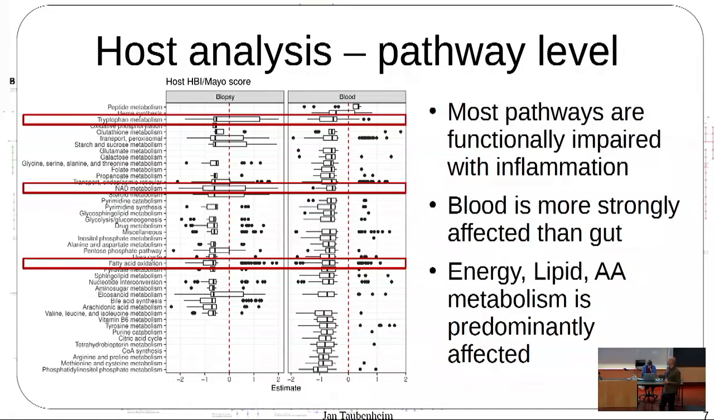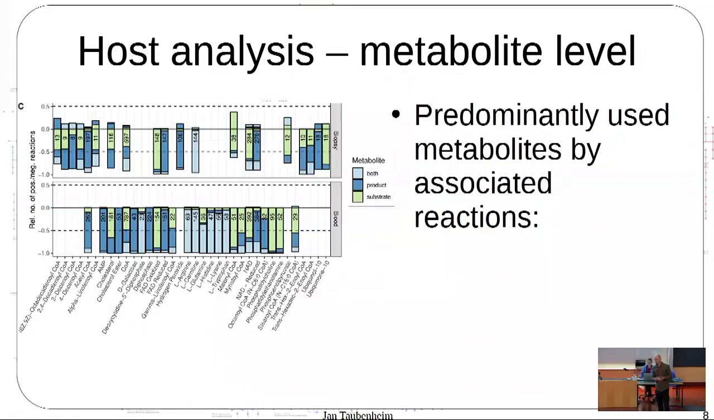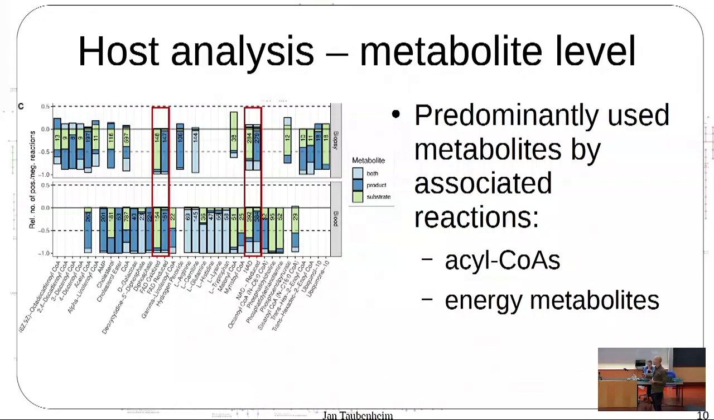For example, the tryptophan metabolism is downregulated in both tissues, as is NAD metabolism, which is central to oxidative phosphorylation, and also fatty acid oxidation, which has been described before. Then we ask, are there certain metabolites which are predominantly affected by these reactions, so predominantly used by this reaction? Again, we find very prominent across both tissues, blood and biopsies, these CoA associates, so fatty acid oxidation, and again energy metabolism, FAD and NAD.